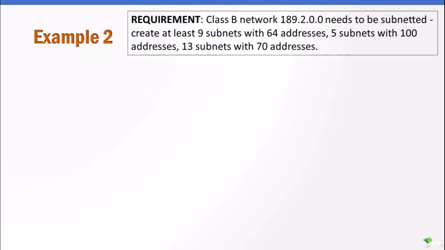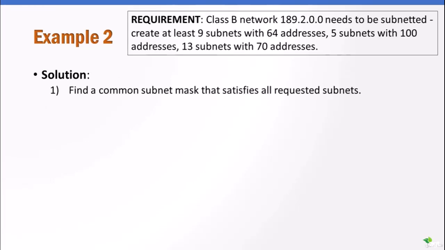The way we do this is, first, we need to find a common subnet mask that satisfies all requested subnets. And then we need to count the number of subnets needed. So for our first task, we're going to look at the largest subnet, and that's obviously the 100 addresses subnet. If we satisfy the largest subnet, we're going to satisfy the smaller subnets.